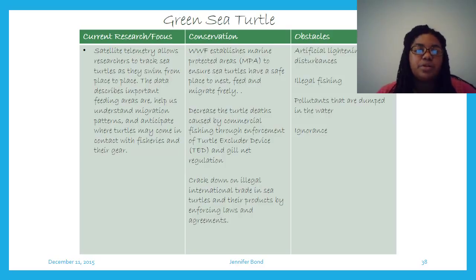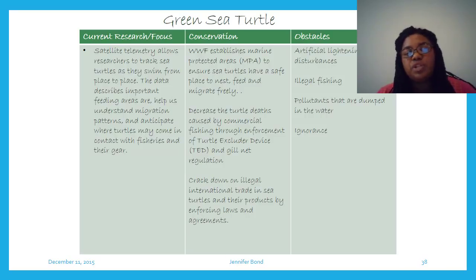With the green sea turtle, there's been satellite telemetry, which allows researchers to track sea turtles as they swim from place to place. The data describes important feeding areas and helps us understand the migration patterns and anticipate where turtles may come in contact with fisheries and their gear.